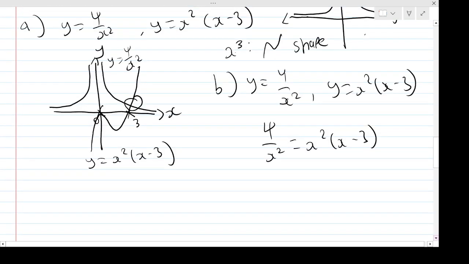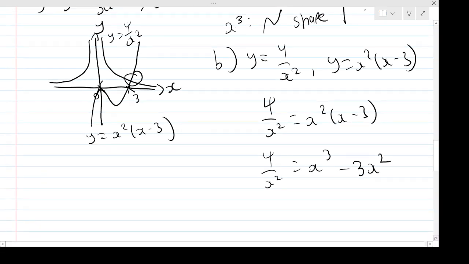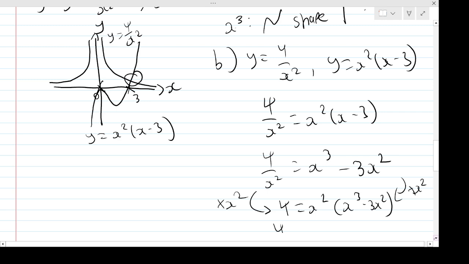Well, let's expand the bracket first. So 4 over x squared is x cubed minus 3x squared. But then I can multiply everything by x squared because I have an x squared on the bottom here. So if I multiply both sides by x squared, basically cross multiplying, to get rid of the fraction, I get 4 equals x squared of x cubed minus 3x squared. And then 4 equals x to the 5, if I expand it, minus 3x to the 4.